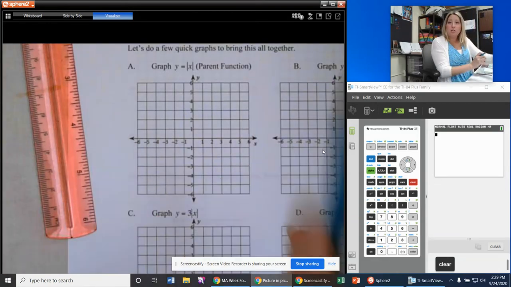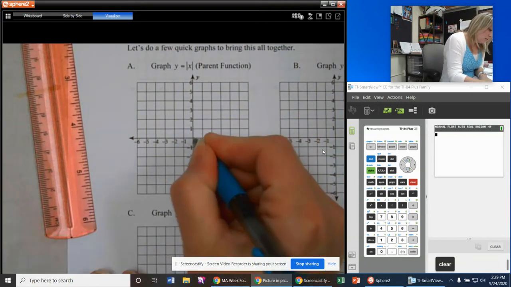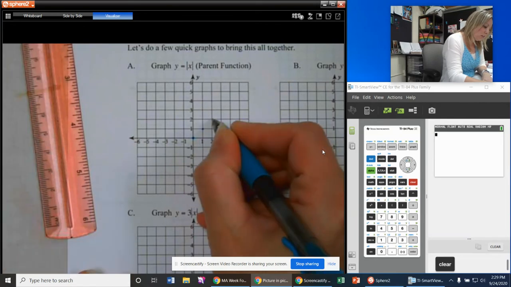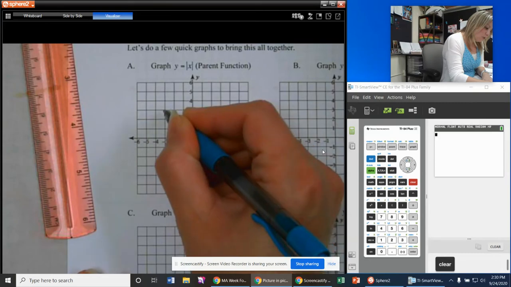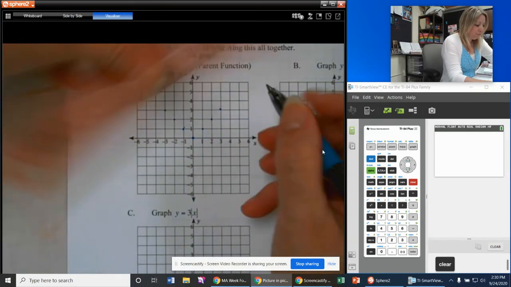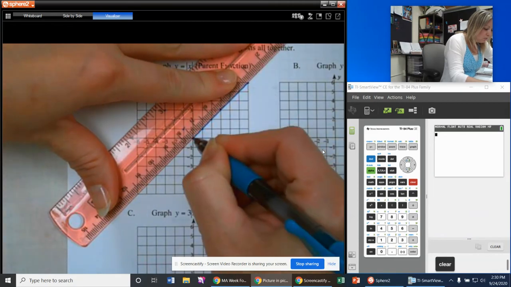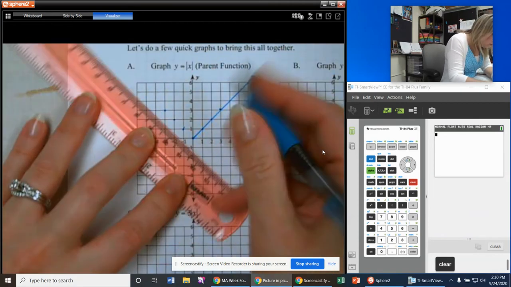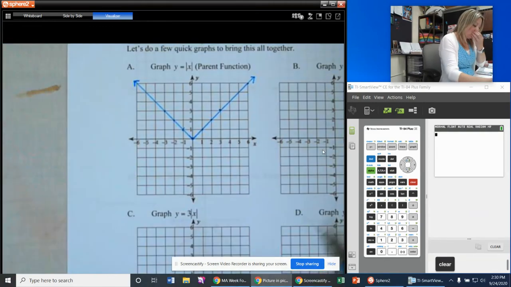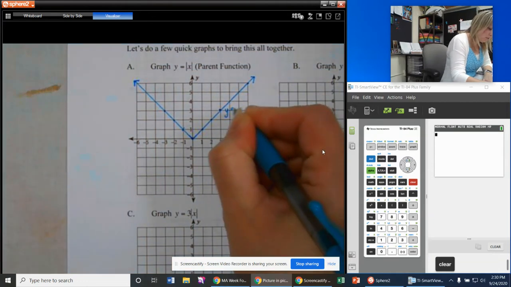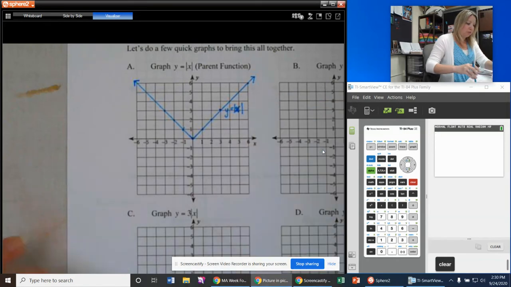So my parent function is y equals x. The vertex is 0, 0. The slope is 1. 0, 0. Slope 1 over 1, like this. And then you know this is your vertex, so just back the other way for your other points. Okay, that's it. That's all you want to do here. Arrow. Arrow. Label. This guy's going to be my parent function. Everything is going to move based on how this guy starts.